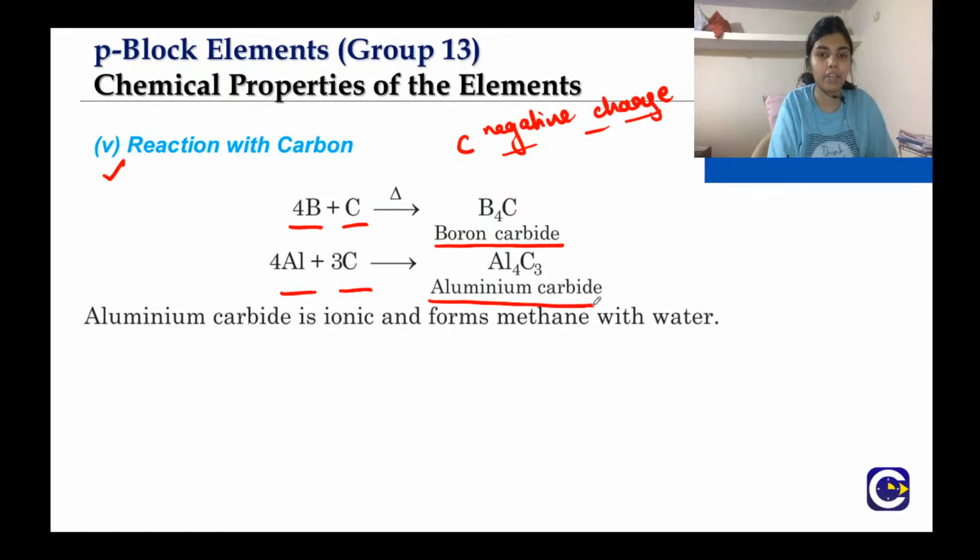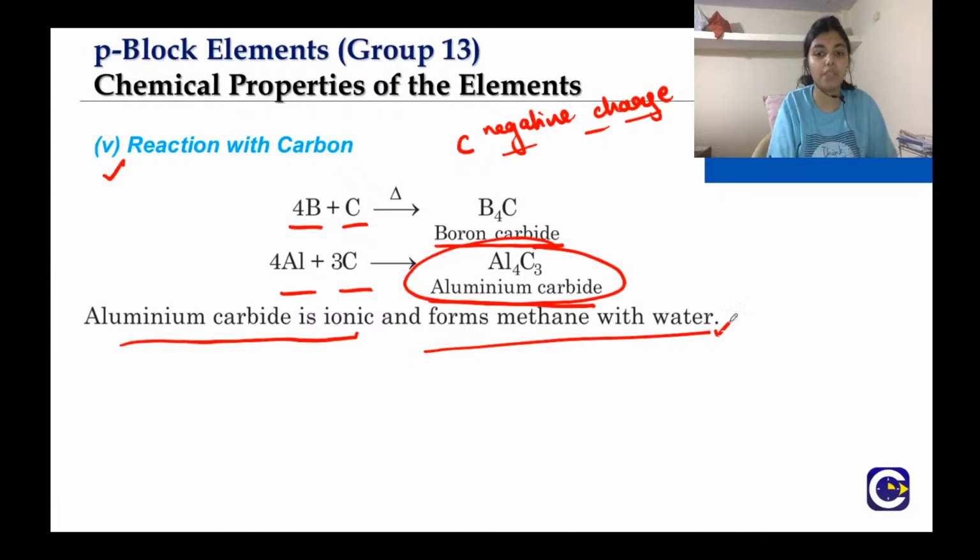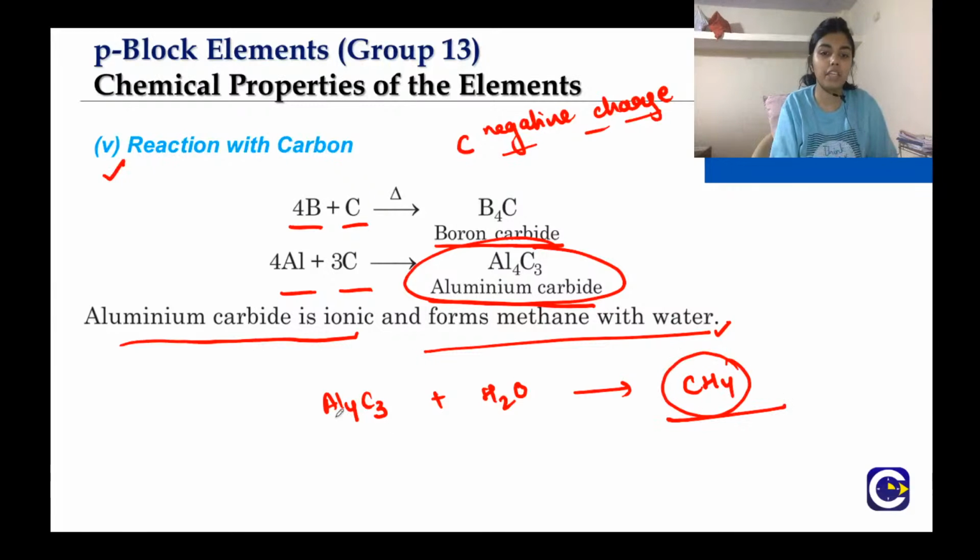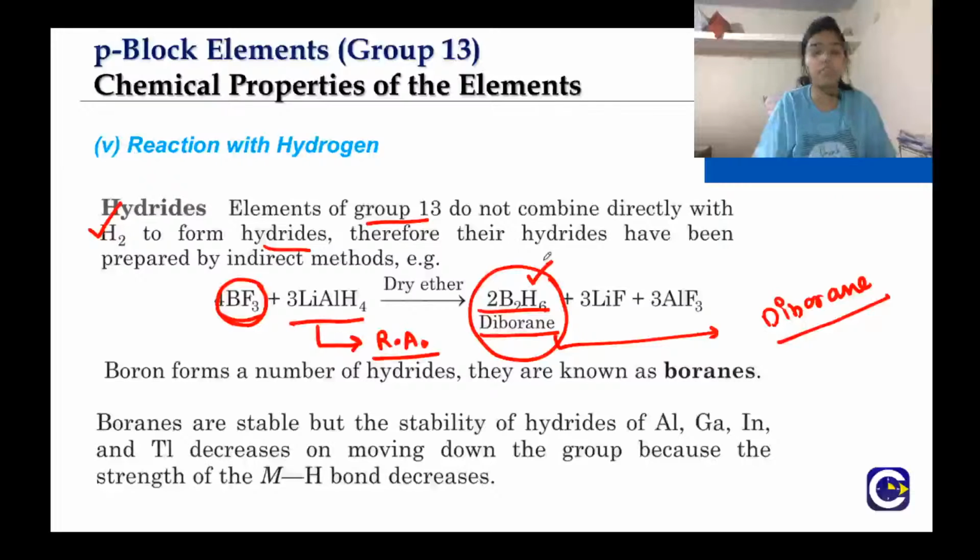Aluminium plus carbon will give you aluminium carbide, right? Now this is very important: aluminium carbide is ionic in nature and forms methane with water. So if you react Al4C3 plus water, that will give you methane, right? That is why, because the product obtained here is methane, it is known as a methanide. Reactions of this compound, we will discuss in the next class itself, right?